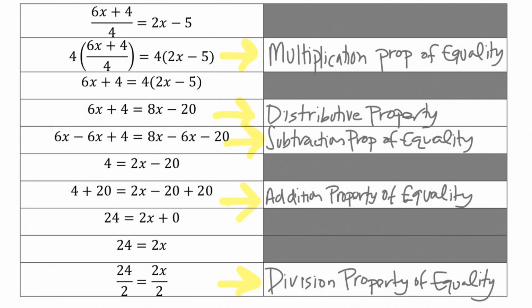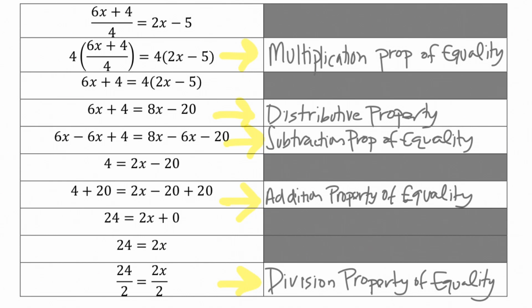Okay, so you're here to check your answers for problem number 2. You can go ahead and pause the video here and check that you got the same properties that I did. If you did, then go on to the next problem. If you did not, then stick around and figure out how I knew each property was being used.